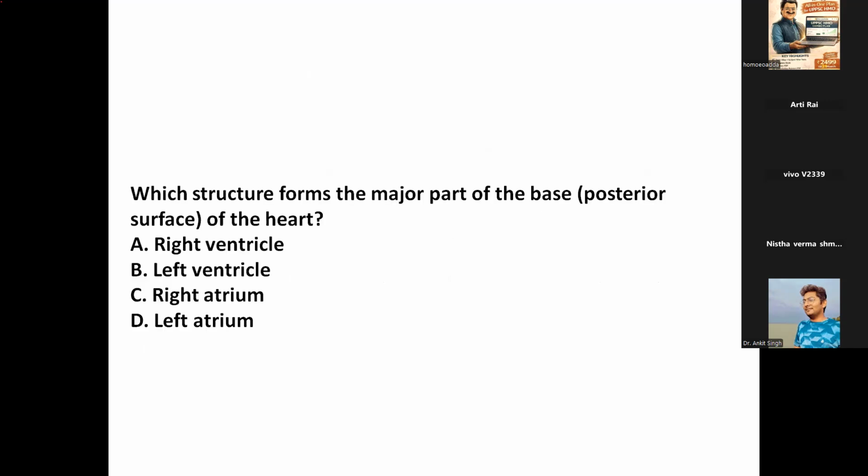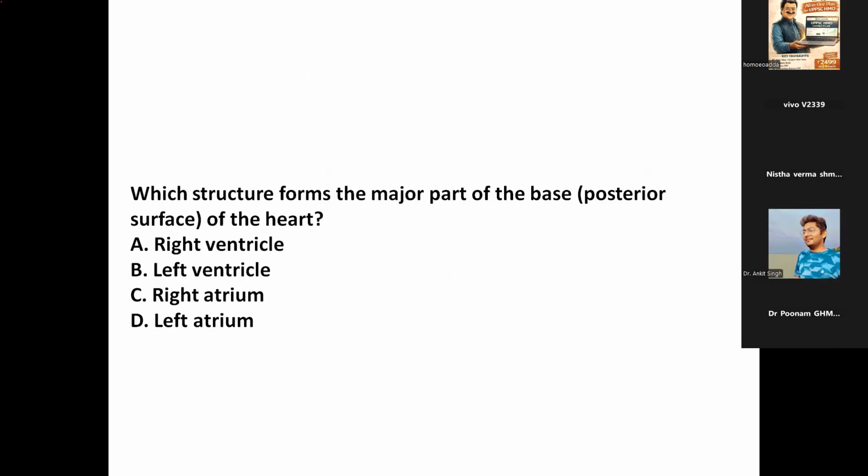Which structure forms the major part of the base of the heart? Left atrium, correct. If you remember, the base or the posterior surface is mainly contributed by two chambers, two-thirds by the left atrium and one-third by the right atrium. The other answer mentioned was the diaphragmatic or inferior surface, right? The posterior surface or the base is majorly two-thirds left atrium and one-third right atrium.